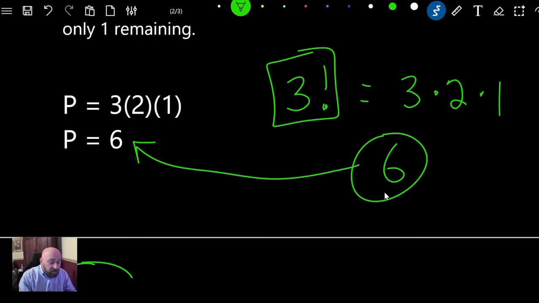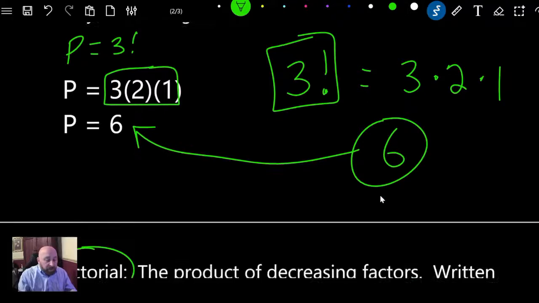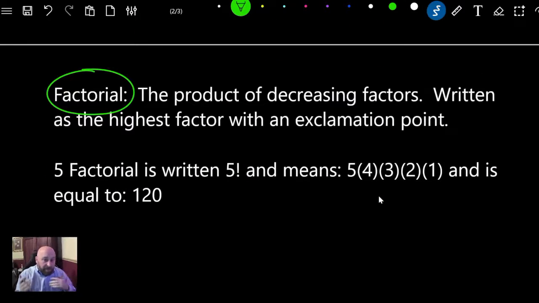So there's our answer right there. So we could also write this P equals 3 factorial, 3 exclamation point. All right, so let's do a couple more of these so we can practice this concept of how to write these with the exclamation point.